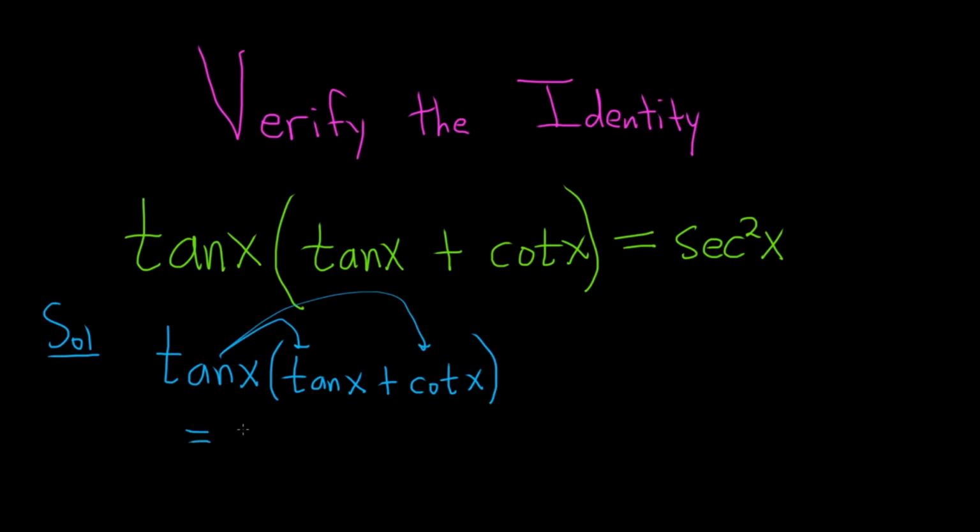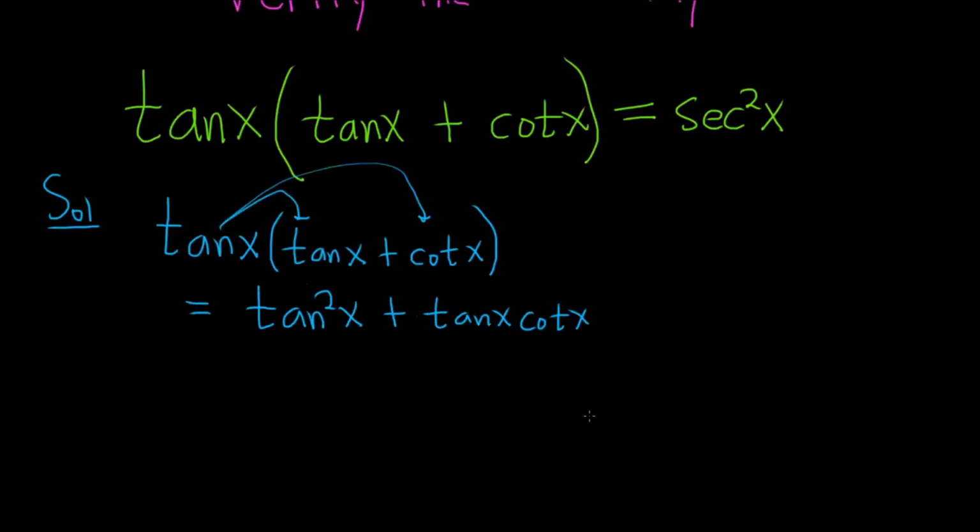So tangent times tangent is tangent squared, and then plus tangent times cotangent of x, just distributing the tangent function. So this is equal to, well, I think we'll leave tangent squared as it is. And then cotangent is equal to 1 over tangent, so let's rewrite it that way. So this is tangent of x times 1 over tangent. Look, they cancel.